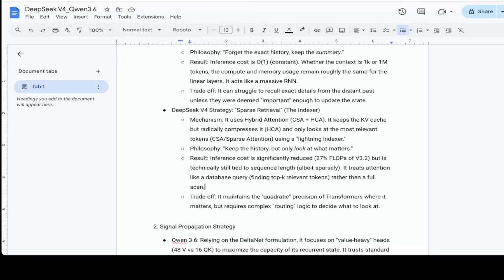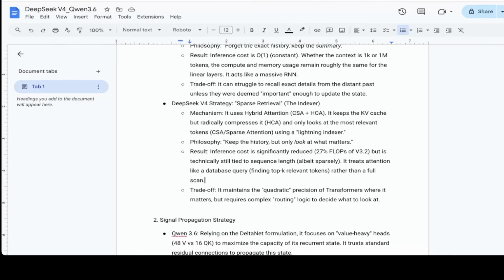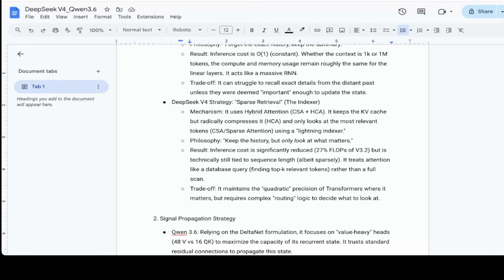So like a library, you only find the different indexes, like which row, which column, and then you retrieve that information based on the indexer. So it's also called a lightning indexer, as I mentioned earlier. That indexer is very important for this sparse retrieval and also the compressed attention. So the trade-off is that it maintains the quadratic precision of transformers where it matters, but requires complex routing logic. So it's like a librarian, right? You have to route to the specific location to retrieve the data.